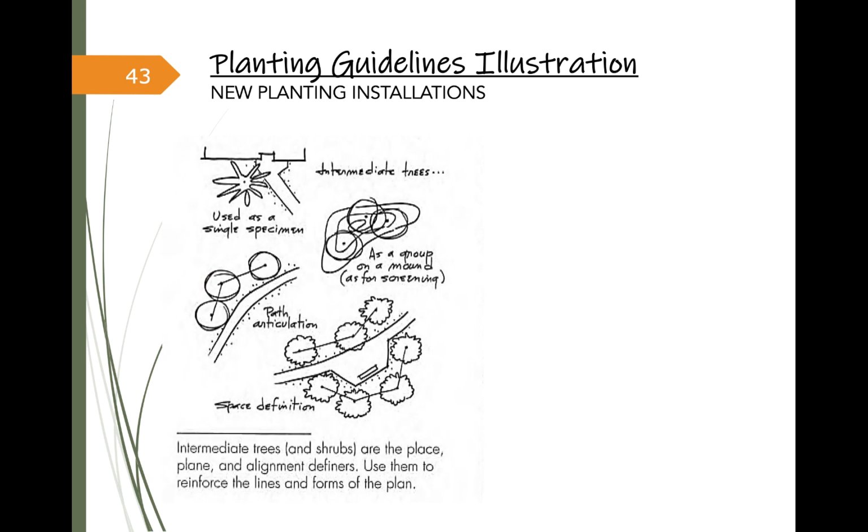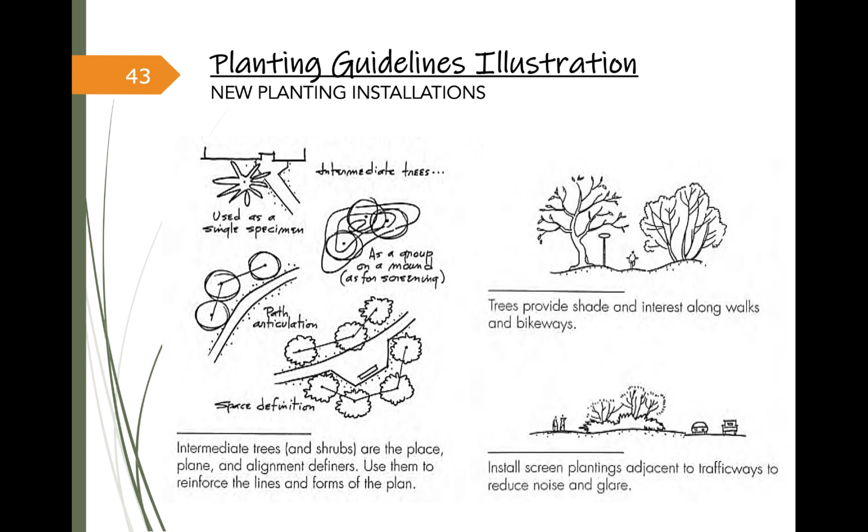These are the illustrations for new planting installations. Intermediate trees and shrubs are the place, plane, and alignment diviners. Use them to reinforce the lines and forms of the plan. Trees provide shade and interest along walks and bikeways. Install screen plantings adjacent to traffic ways to reduce noise and glare.